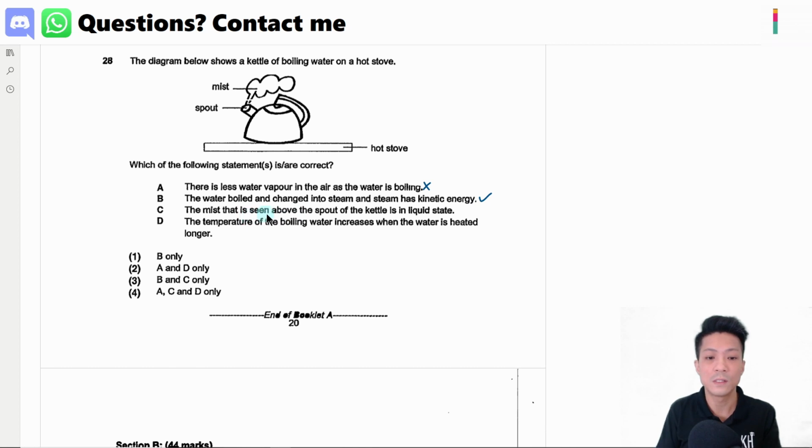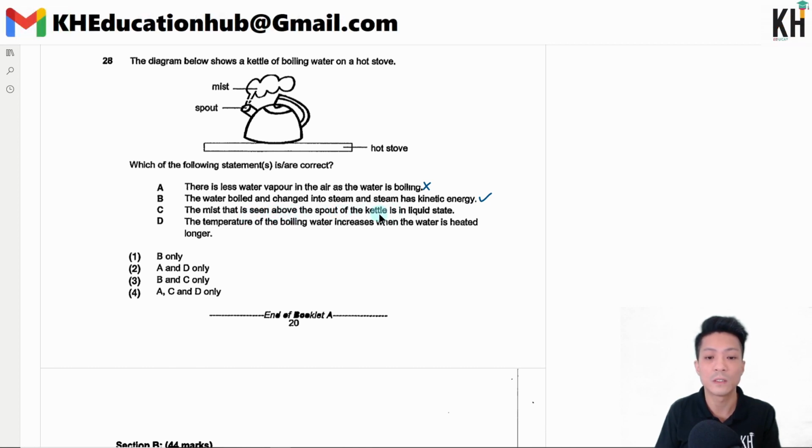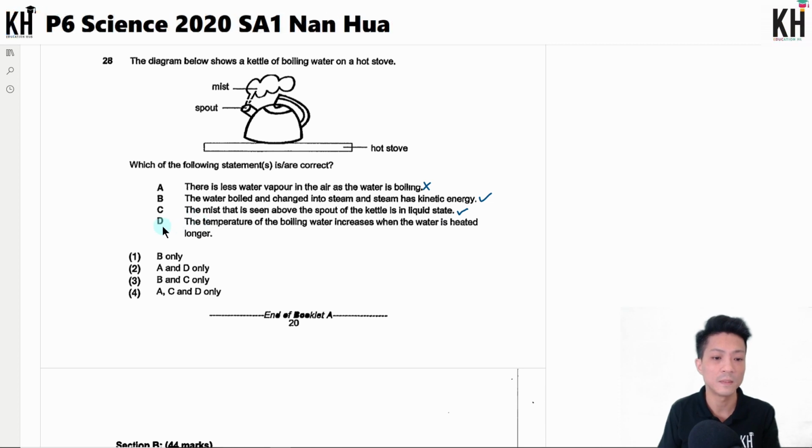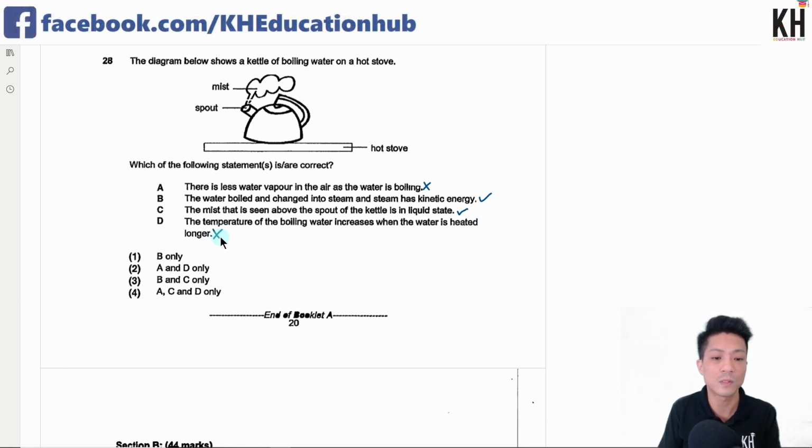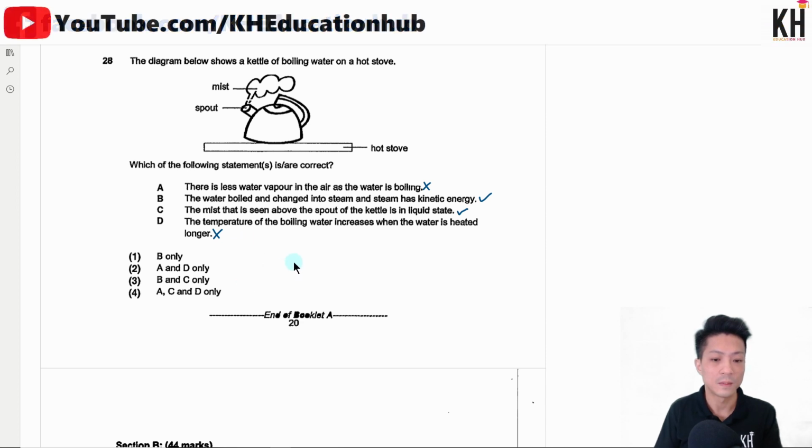The mist that is seen above the spout of the kettle is in liquid state. Yep. Remember, if you can see it, it's in the liquid state. If you can't see it, it's in the gas state. D, the temperature of the boiling water increases when the water is heated longer. No, because the temperature of the boiling water will remain at 100 degrees Celsius. Okay, option 3 is the correct answer.